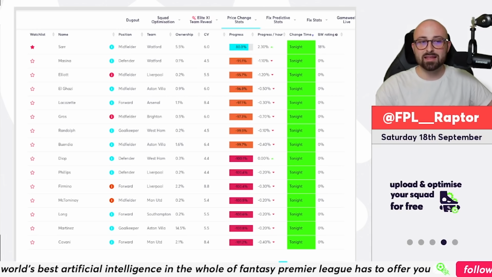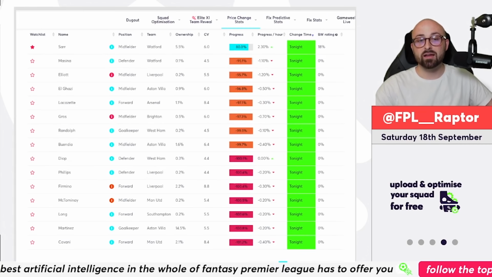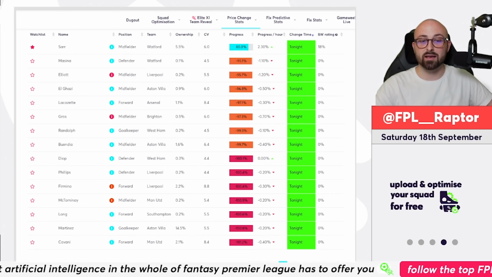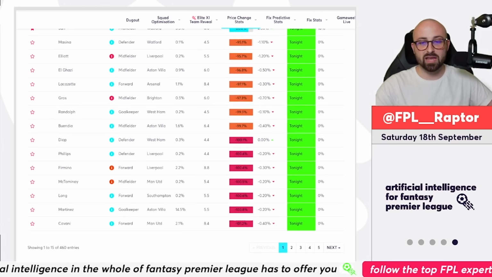There aren't really that many of note. Of course, you can check for yourself, but none of these players have particularly high ownership. I think Emi Martinez is the one that has the highest ownership, but I think a lot of the more serious managers would have transferred him out already, but it's worth keeping an eye on there.